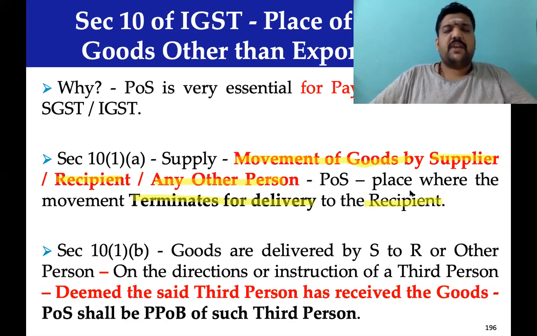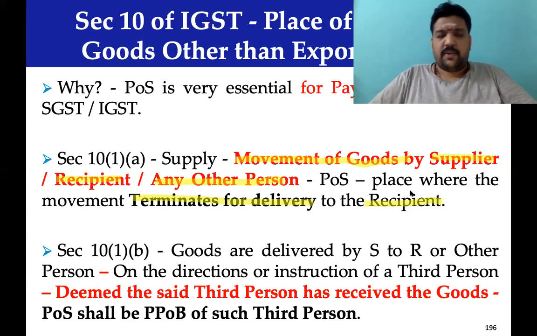So, in the transaction of AB Limited, who is in Chennai, Tamil Nadu, has supplied goods to CD Limited, Karnataka, Bangalore. The movement of goods is handled by the recipient from Chennai to Bangalore. So, what would be the place of supply? It is going to be a triggered question to us.